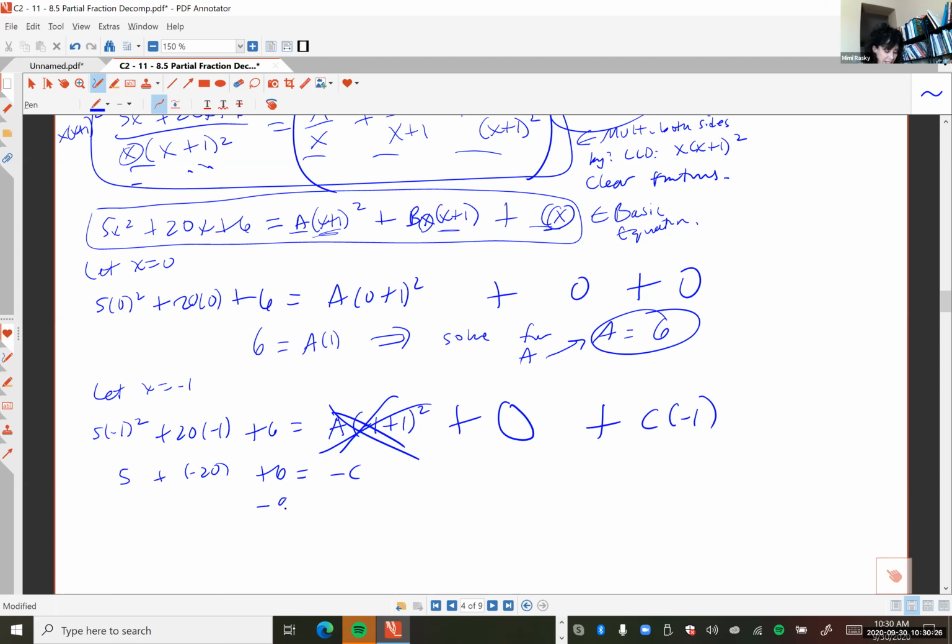So I think this side is -9 is equal to -c, and then multiply both sides by -1. And voila, I got another one of my unknowns. Yay, 2 out of 3. Now go get the last guy.